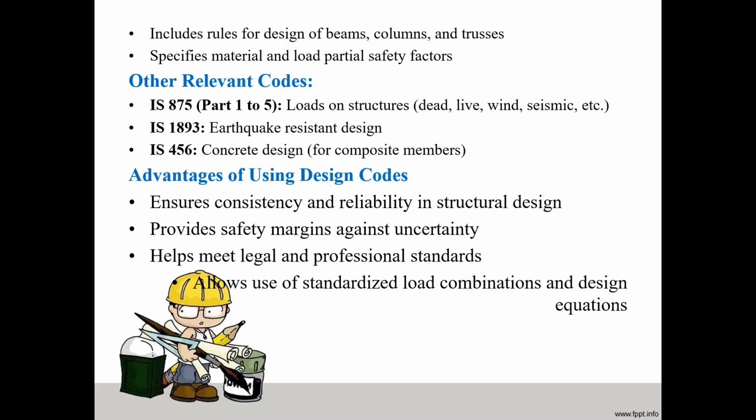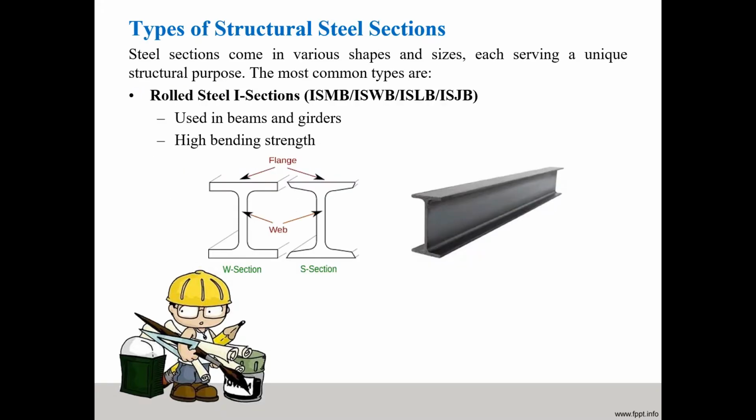The advantages of using these design codes are: they ensure consistency and reliability in structural design, provide safety margins against uncertainty, help meet legal and professional standards, and allow use of standardized load combinations and design actions. Here some of the structural members that are used for our structural designs are: the first one is about types of structural steel section.